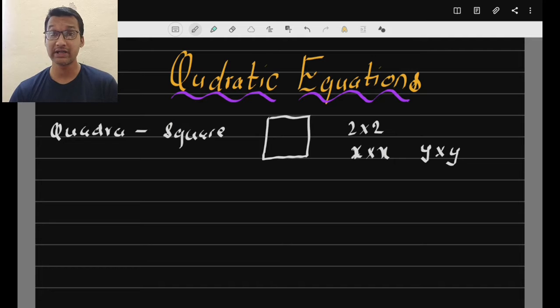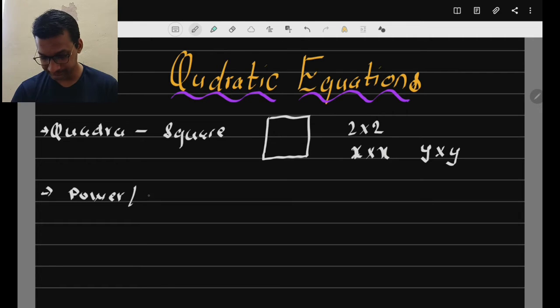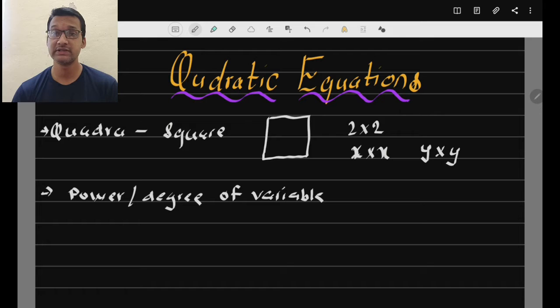So quadratic equation means an equation in which the power of the variable, which is also called the degree, is 2, is square. Power of variable is 2. It is also called the degree. What do we mean by degree? It is the highest power.